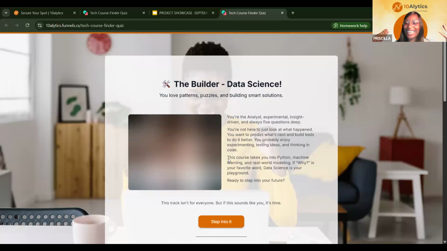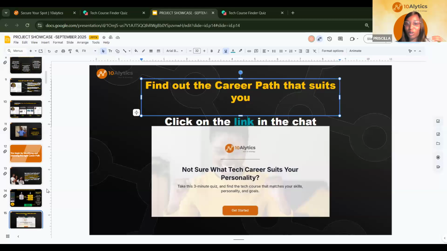So for me, it is absolutely data science. I like to predict, I like to have the mind of a detective to see what is likely to happen and all of that. So if you've taken your quiz, kindly let me know what course it suggests to you in the chat. I'll be waiting for you to let me know what suggestions the quiz has given to you. But remember, it is based on your input, based on what you've answered. That is how it will get to decide which course would suit you.